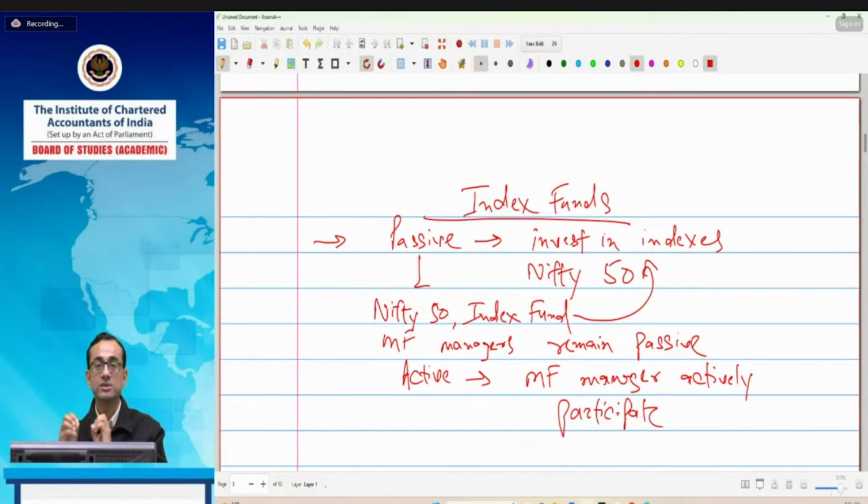So whatever shares are there in the Nifty 50 or any other indexes, they will generate the return, and the mutual fund manager will be happy to pass on those returns to the investors. So basically, that is the difference between the passive funds and the active funds. So index funds are basically passive funds. Why passive funds? Because the mutual fund managers invest in those shares in the indexes. So whatever shares are there in indexes will be in the portfolio of the mutual fund manager of the index fund also.